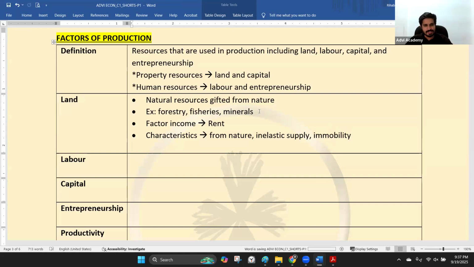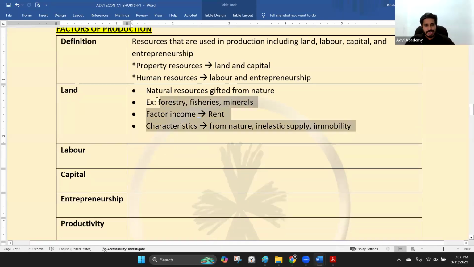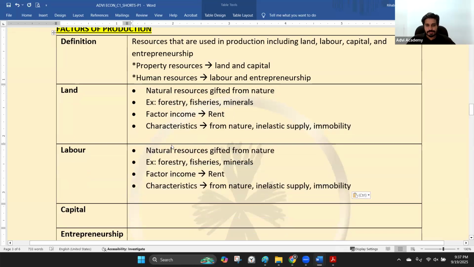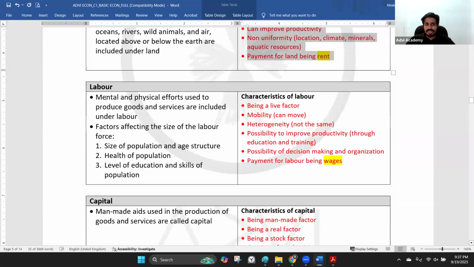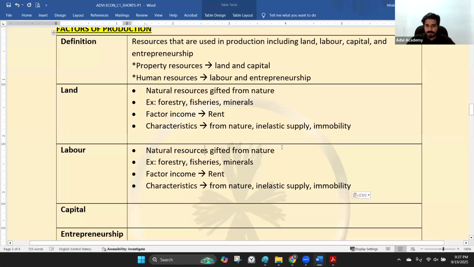You don't have to memorize everything. Then we come to labor. Labor means all the mental and physical efforts that humans use.